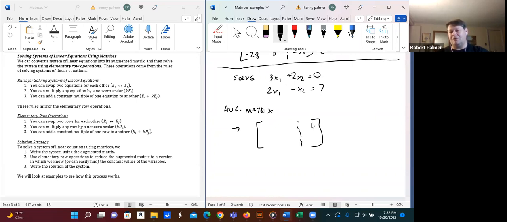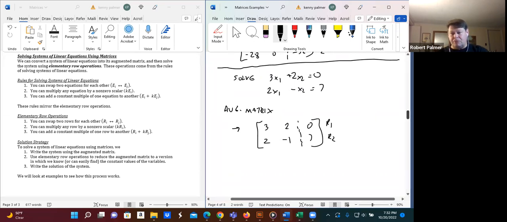So let's fill in my right side entry. So I have 0 and 7. And over here, then I put this row in. So 3 and 2. So this row is 3, 2, 0. In the same way, this row is the same as well, 2 and -1. I'm going to label these row 1 and row 2.